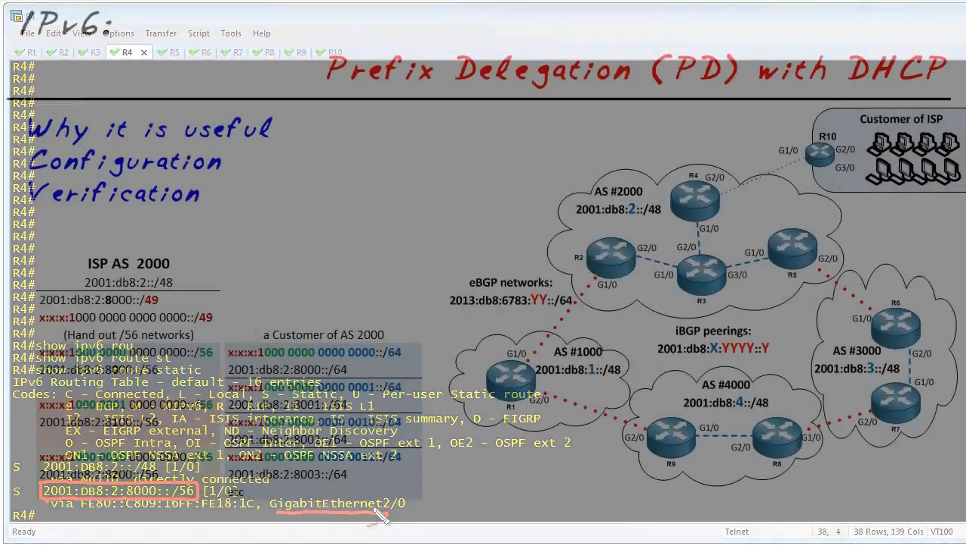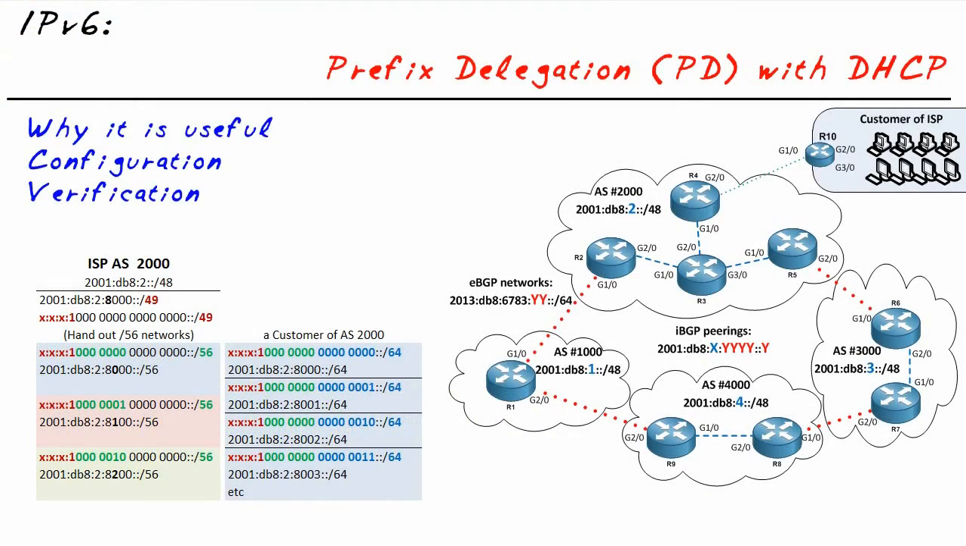In this MicroNugget, we've taken a look at one of the options for doing prefix delegation with IPv6. We took a look at why it's useful, because we need to hand out IP addresses to customers. We identified the basic components of one way of configuring it using pools and DHCP, and we looked at verifying it as well with show commands. I hope this information has been informative for you, and I'd like to thank you for viewing.